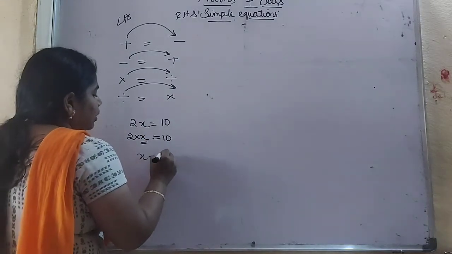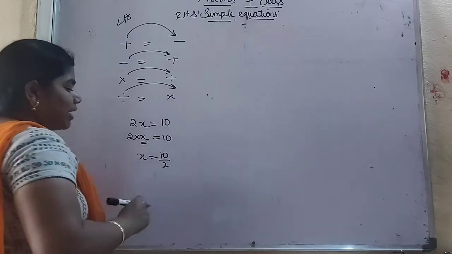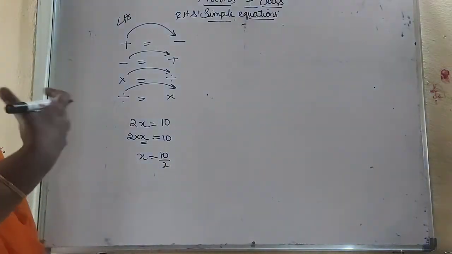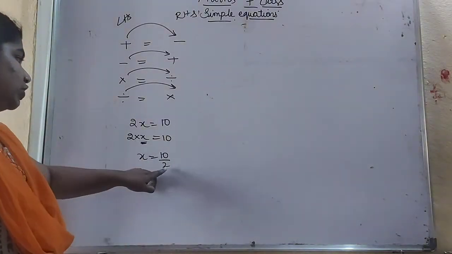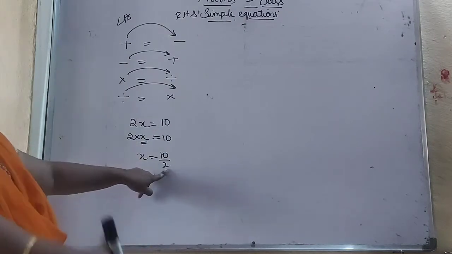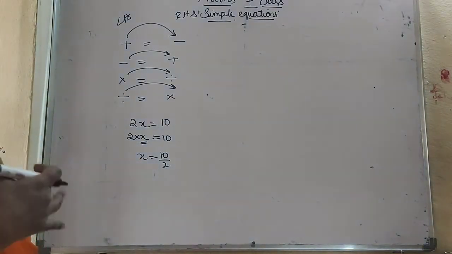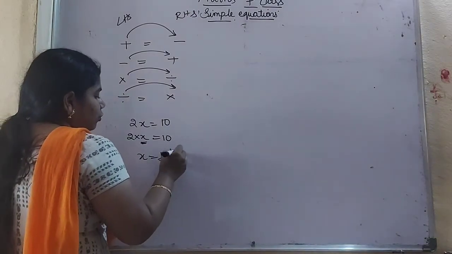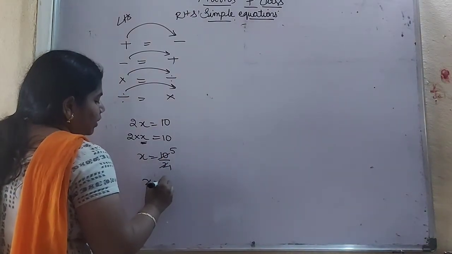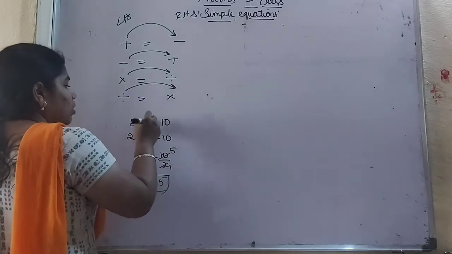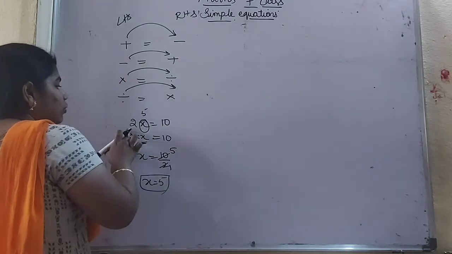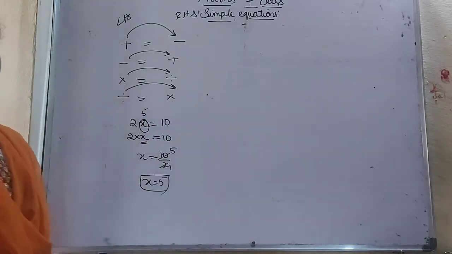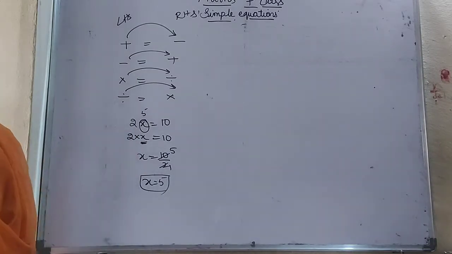So x will be equal to 10 by 2. Now the multiplication has been converted to division, it went down to the denominator. Here you can cancel: 2 ones are 2, 5 twos are 10. So what is the x value here? 5. That means in place of x, if you substitute 5, 2 into 5 will become 10. So this is called the transposing method.